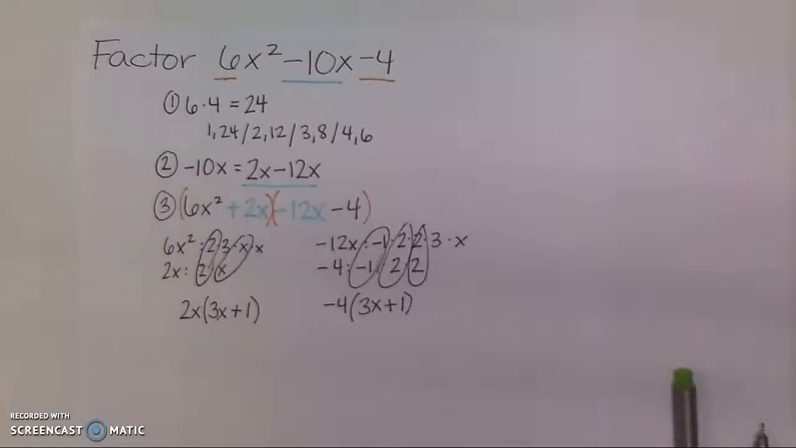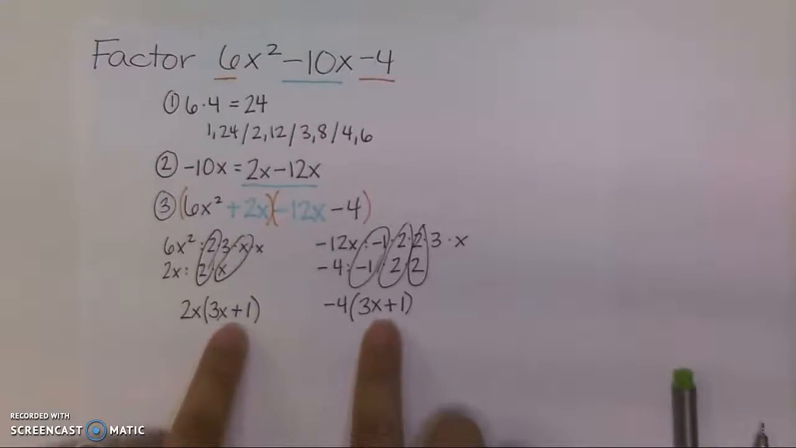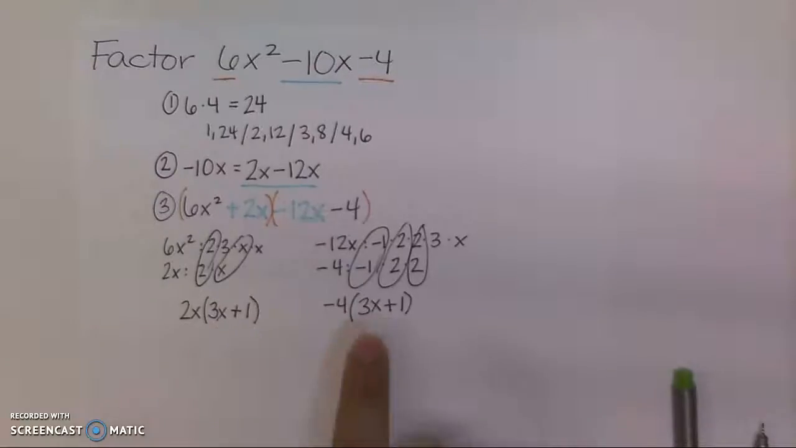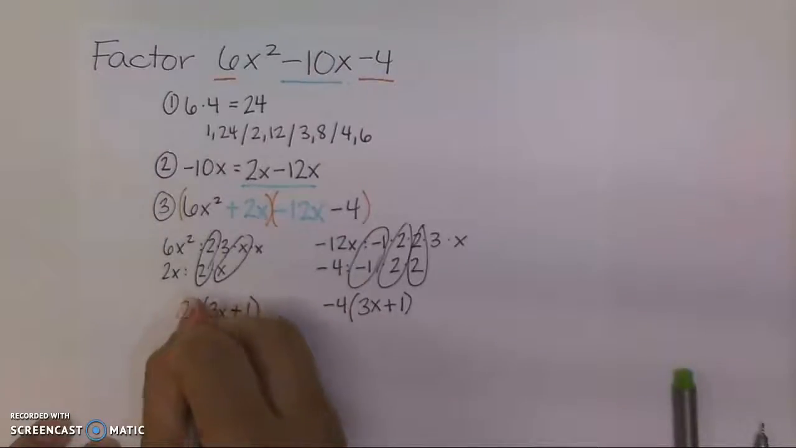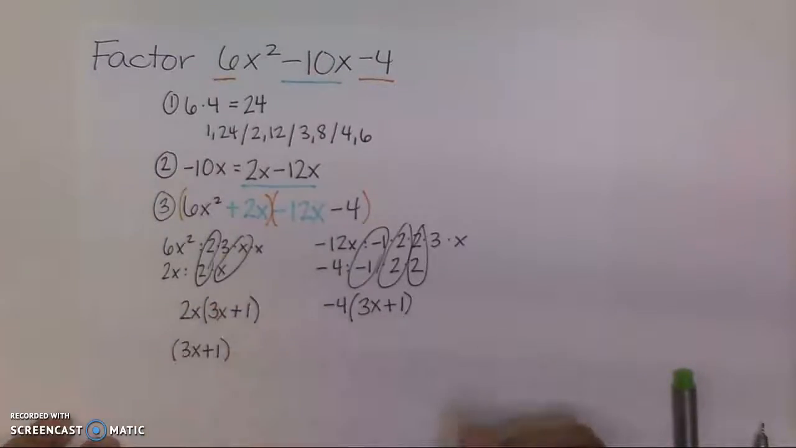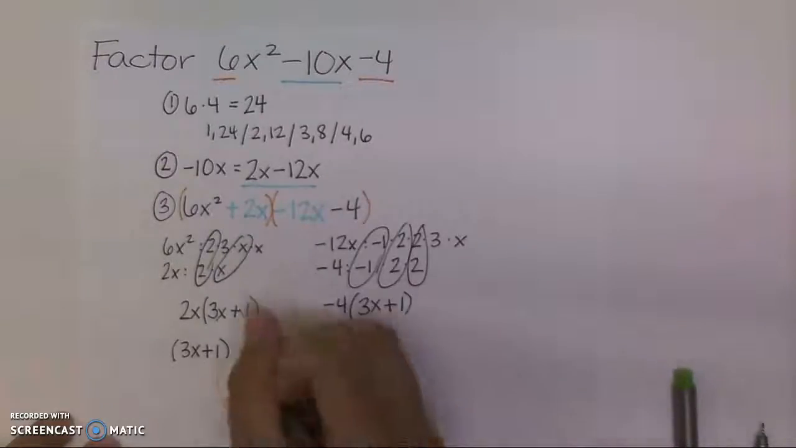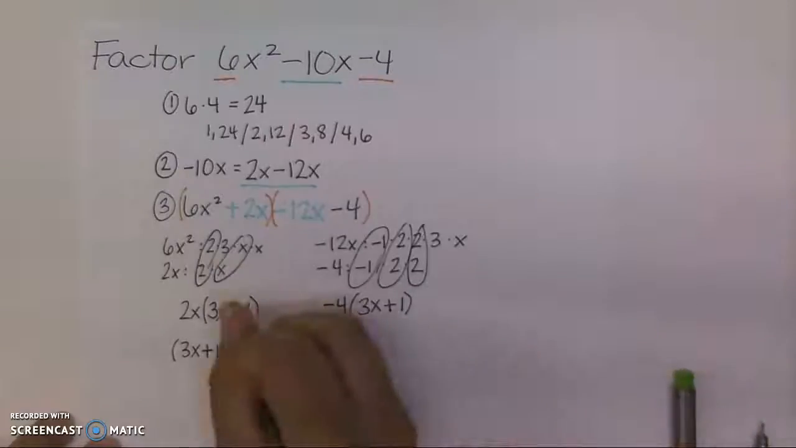Now that I have these two things, I can see that I can pull out a common binomial. Both terms have a binomial in common of 3x plus 1. And then you tell me what we have left over: 2x minus 4.